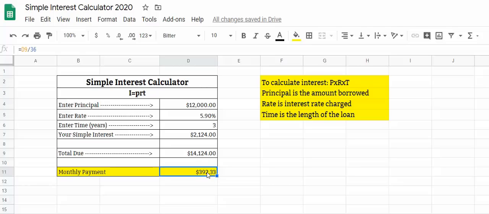So this is what I want you to do. Call it Simple Interest Calculator. I'll make a turn-in form. I'll have it on the website. And go ahead and try this formula.